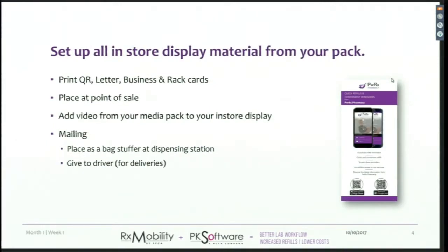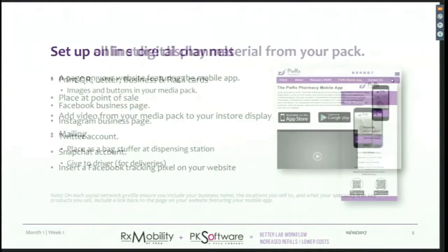First thing, set up all the in-store display materials from the pack. There's printed items, the QR codes, letter, business rack cards. One of them is on the right-hand side of the screen. You can place it at the point of sale. The video, there's a high-definition video in your media kit. You can put that on an in-store display. For mailing, you can use the items as a bag stuffer at the dispensing station. You could give it to your driver for deliveries. So get that stuff set up, distributed around the store. You'll see the various items in your media kit.